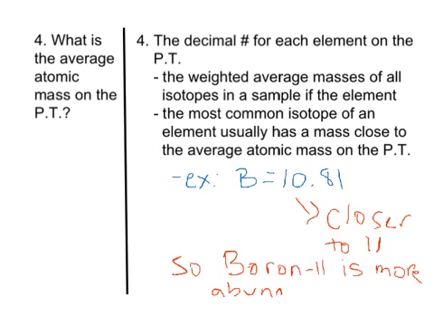So we find the boron 11 isotope, or the boron atom that weighs 11 atomic mass units, that has 5 protons and 6 neutrons, more abundantly in nature.